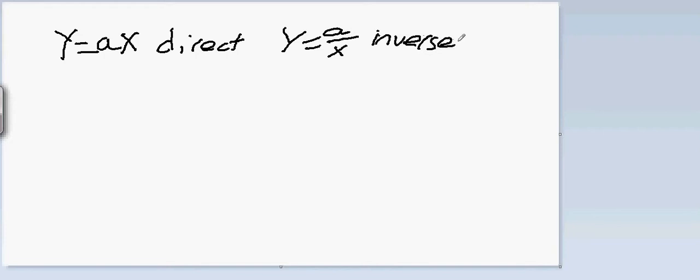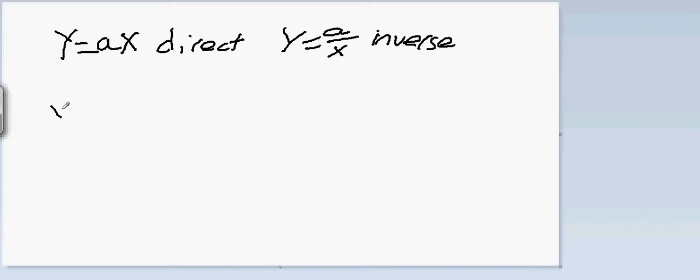Okay. So let's go ahead and take a look at some examples. So in your review, you have at the top of one of the pages 4 different problems, and it's asking you to identify if the variation is direct, if it's inverse, or if there is none. So let's go ahead and look at letter A.